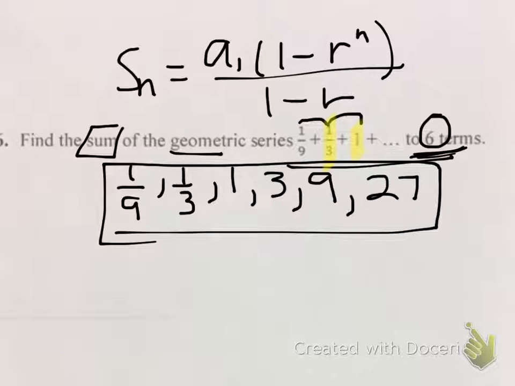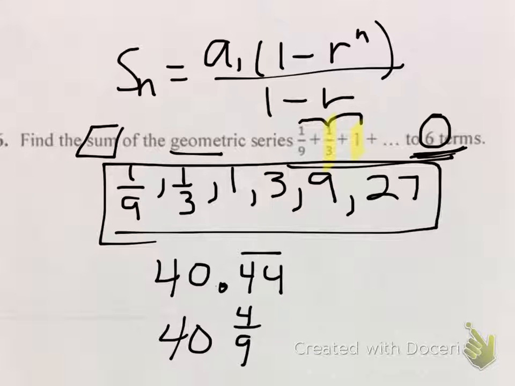And then it said to find the sum of it. So really right here, I can just add those together to get the sum of that geometric series for the first 6 terms. So let's add those together and get our solution. When I did the math on my calculator, I got 40.44, and the 44 is repeated. You could also write that, if you didn't leave it as a decimal, as 40 and 4/9. Alright, let's go on to the next problem and see what we're going to do there.